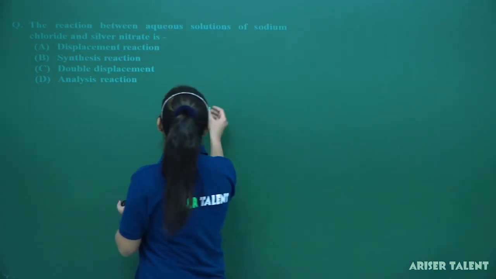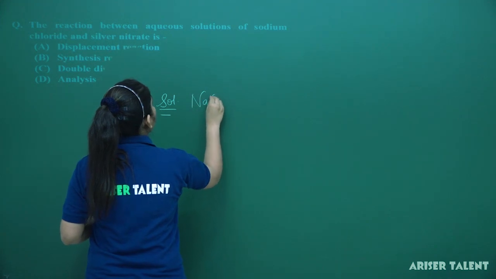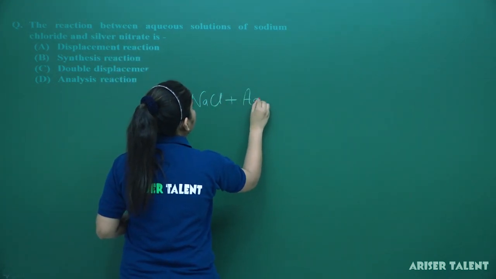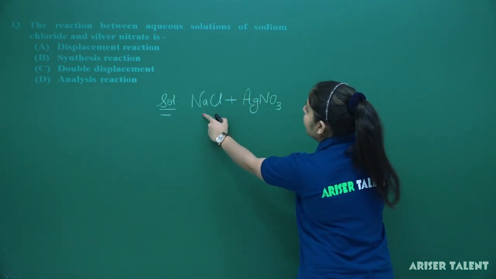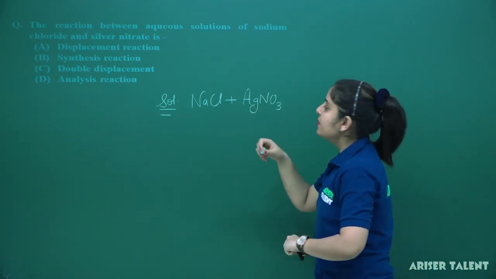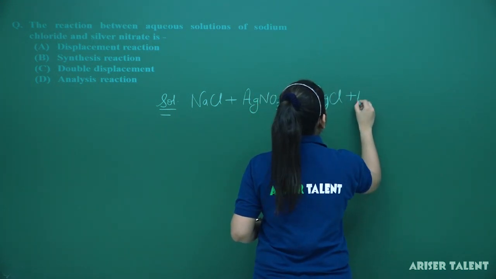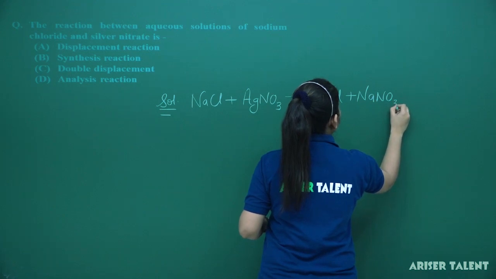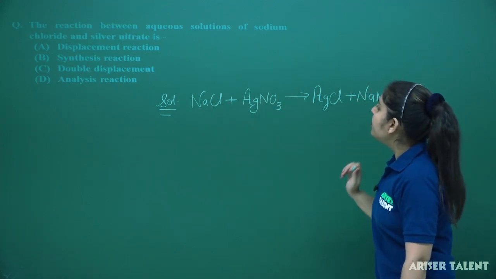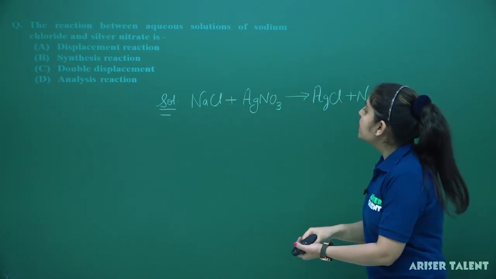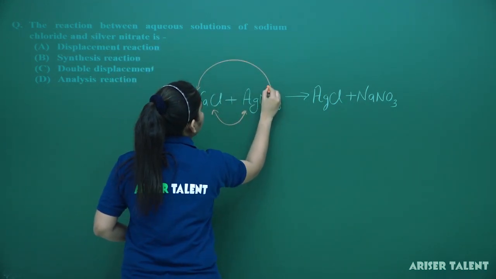So the reaction will be sodium chloride and silver nitrate. So what you can see here, Na will react with NO3 and Ag will combine with Cl. So in the product side, we will get AgCl precipitate and NaNO3. So what you have observed in this equation, the Na will combine with NO3 and Ag will react with Cl. It means Ag will combine with Cl and Na will combine with NO3.